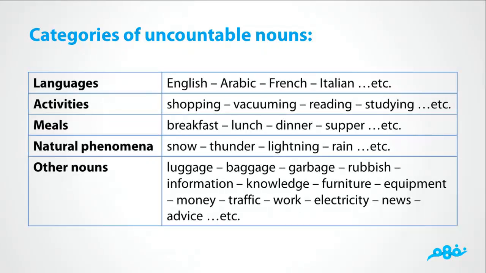Languages: English, Arabic, French, Italian. Activities: shopping, vacuuming, reading, studying. Meals: breakfast, lunch, dinner, supper. Natural phenomena: snow, thunder, lightning, rain. And some other nouns like luggage, baggage, garbage, rubbish, information, knowledge, furniture, equipment, money, traffic, work, electricity, news, advice, and so on.